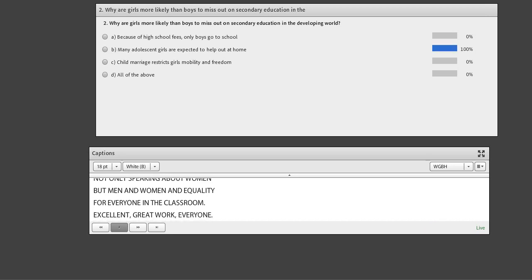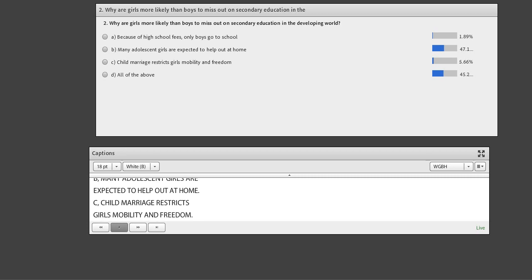Why are girls more likely than boys to miss out on secondary education in the developing world? A, because of high school fees, only boys go to school. B, many adolescent girls are expected to help out at home. C, child marriage restricts girls' mobility and freedom. Or D, all of the above.